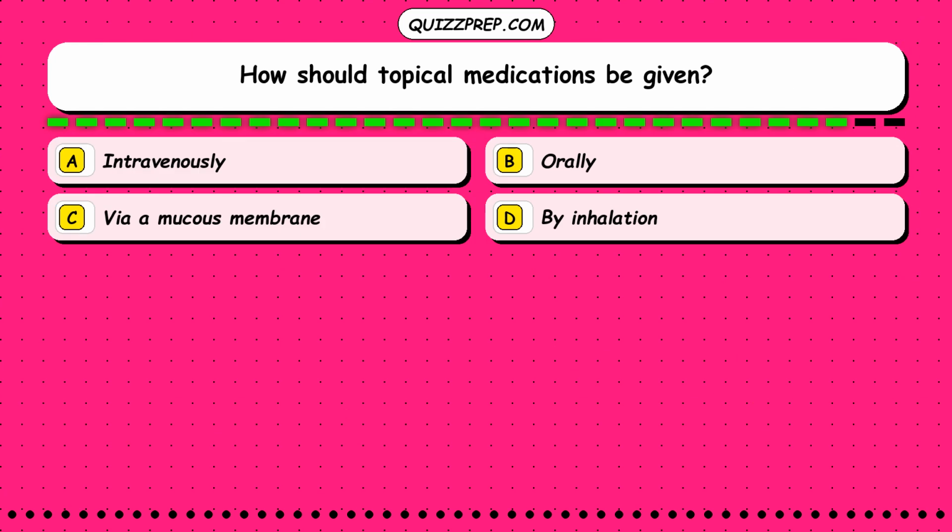Question 80. How should topical medications be given? Option A, intravenously. Option B, orally. Option C, via a mucous membrane. Option D, by inhalation.